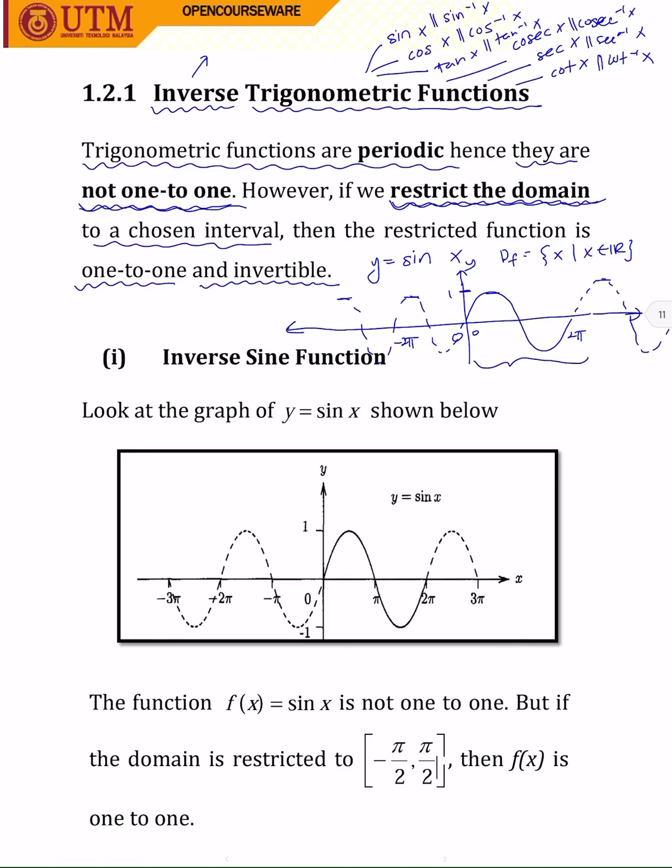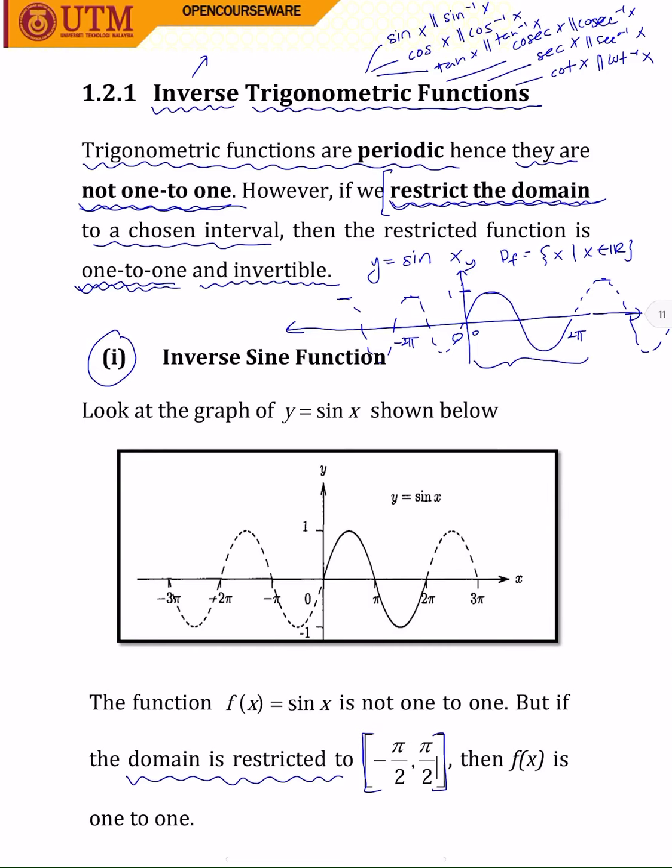Okay, so inverse trigonometric function will be a function that is restricted to a one-to-one function only and invertible. Alright, so for example, let's look at the first example here, sine function. We know that this is a sine function, and the domain is restricted to minus pi over 2 until pi over 2.